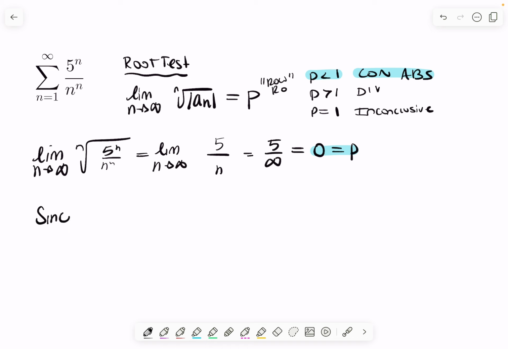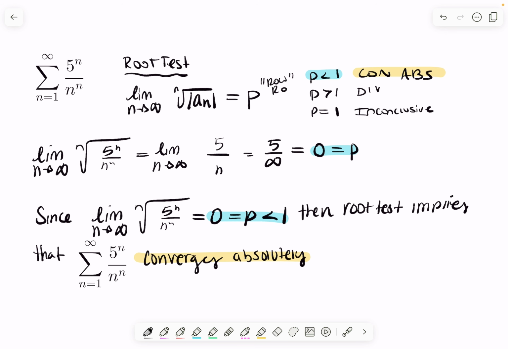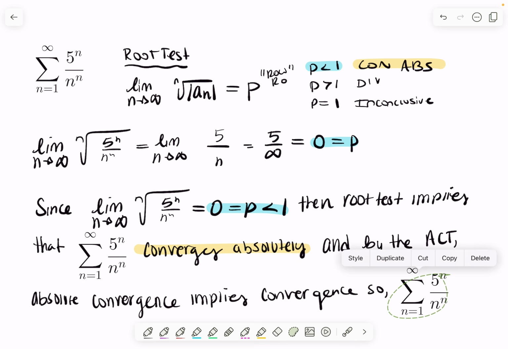For our conclusion, we say since, and then we literally copy the limit, that it's equal to 0, which is rho, which is less than 1, then the root test implies that, and then just take your original series, converges absolutely. And by the absolute convergence theorem, absolute convergence implies convergence of that same series. So we can say that this series converges.